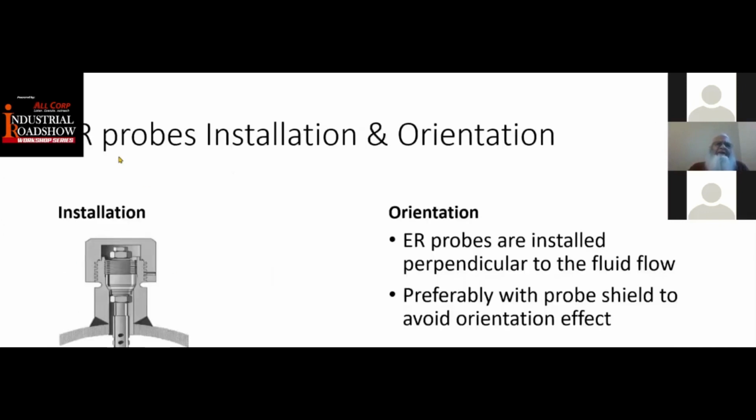This is the ER probe installation orientation. Same is true as with the coupons. These probes are installed, and they have to be oriented in such a way that they are not subjected directly to the flow regime or the flow impacts. So we prefer to use probe shields which have holes, so the liquid can enter from one side and leave from the other side and from the bottom. So we can minimize the impact of the fluids on the condition of the probes there.